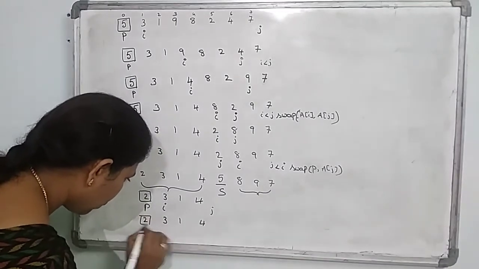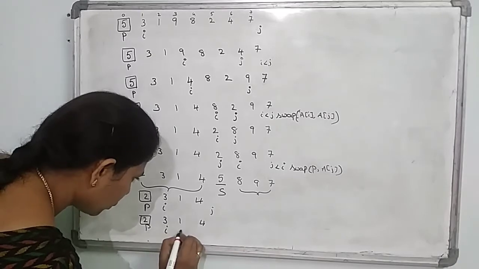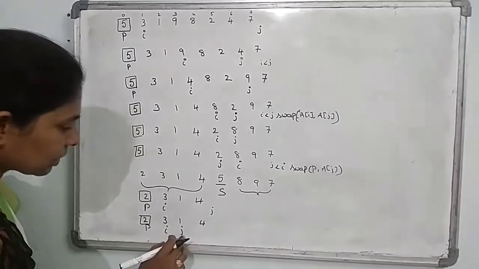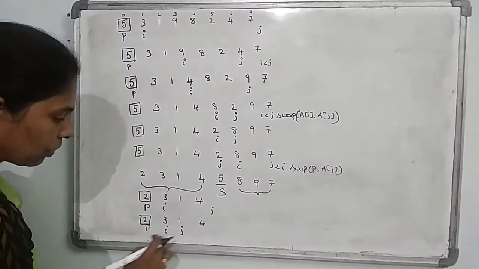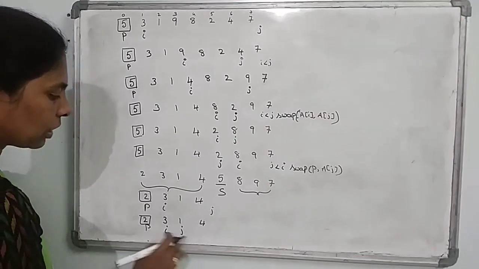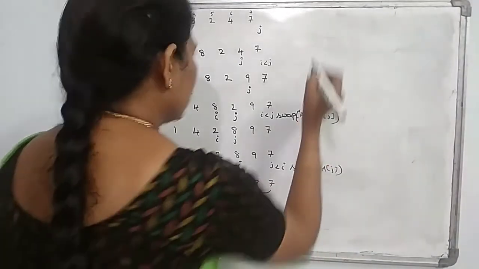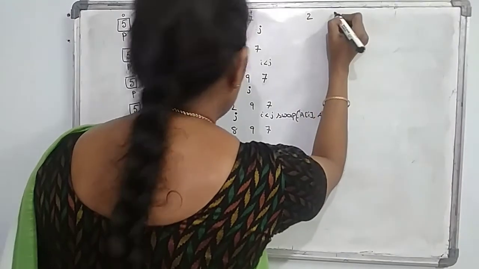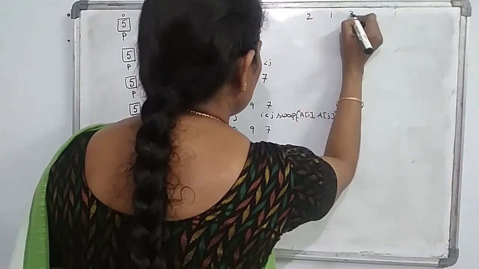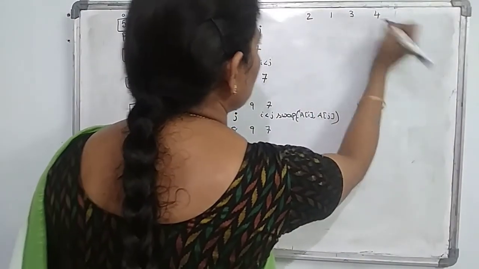So this is the pivot element. I comes to this position, j comes to this one. I is less than j. So whenever you have I less than j, you can swap these two elements. That means 2, 1, 3, 4.